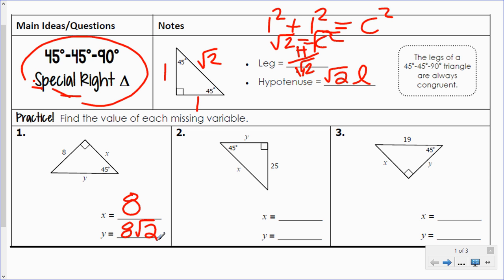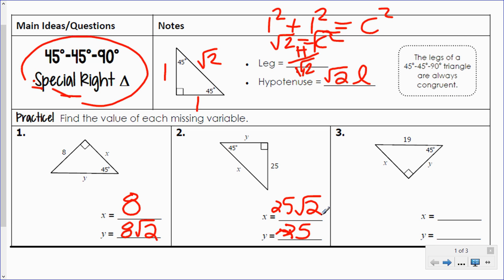Okay, let's look at number 2. This example is kind of similar. We're given the length of a leg, which is 25. The other leg, in this case, is y, so that is also 25. And then the hypotenuse, which is x, would just be 25 times the square root of 2.